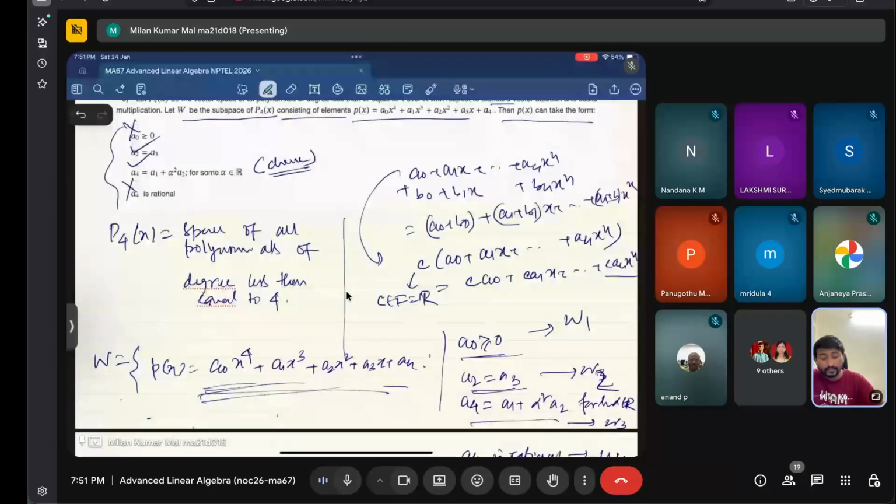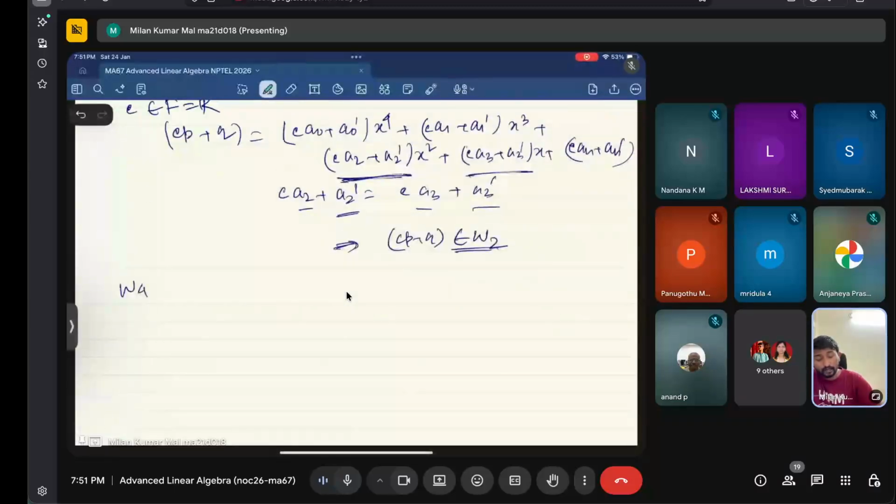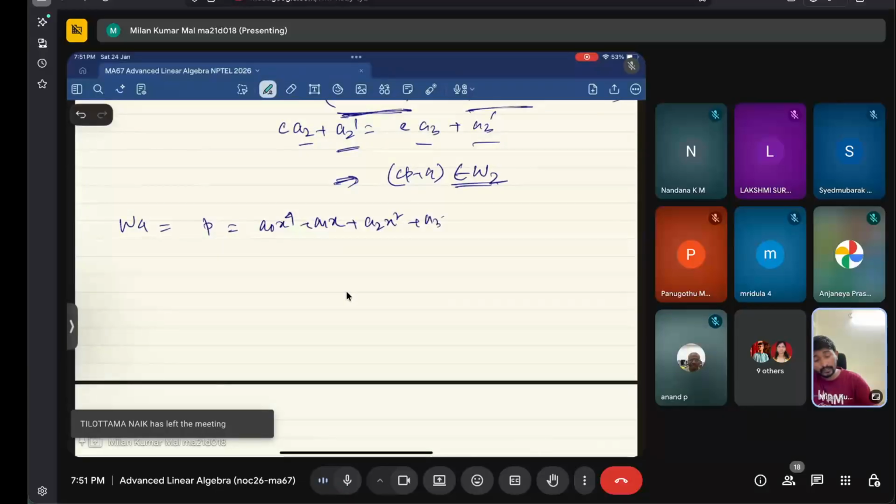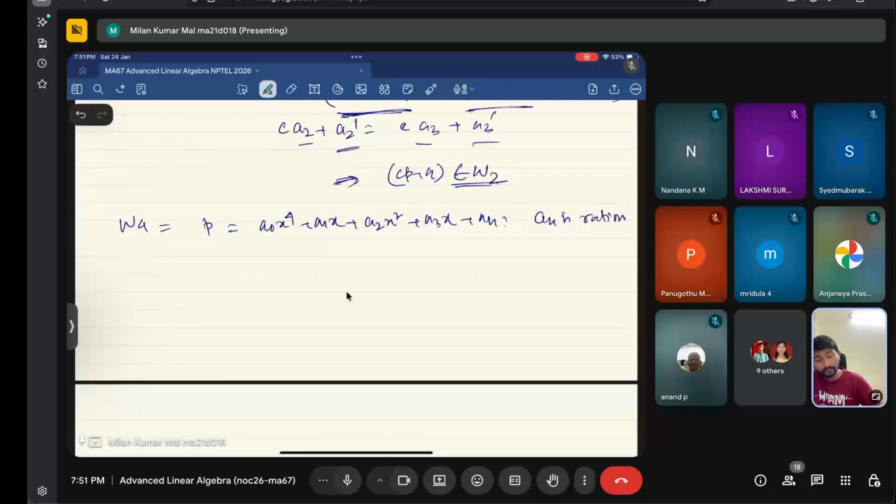Here it is written that A4 has to be rational. So W4 is the collection of all those polynomials P equals A naught x^4 plus A1 x^3 plus A2 x^2 plus A3 x plus A4, such that A4 is rational. This is the standing assumption. So let's take P like that, and let's take A4 equals 1, and take square root of 2, for example, which is in the field F, which is the real numbers.